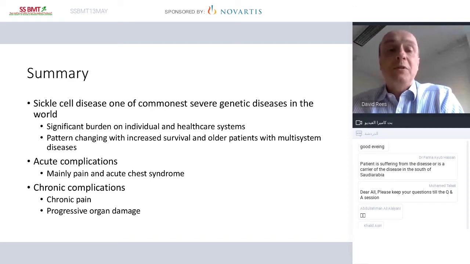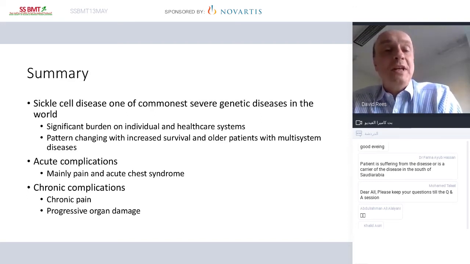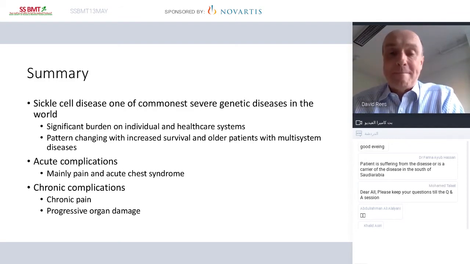So I've rushed through quite a few complications, but in summary, sickle cell disease is one of the commonest severe genetic diseases in the world, and in any country where it's at all common, which would include Saudi Arabia, it produces a significant burden on the individual and healthcare systems. The pattern is changing in general, in that there is increased survival of older patients with multi-system diseases. Acute complications are mainly pain and acute chest syndrome, and chronic complications are mainly chronic pain and progressive organ damage. Thank you. That's the end.